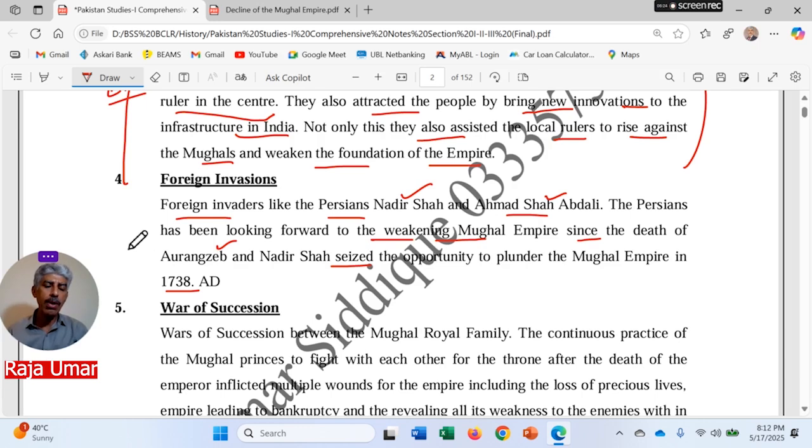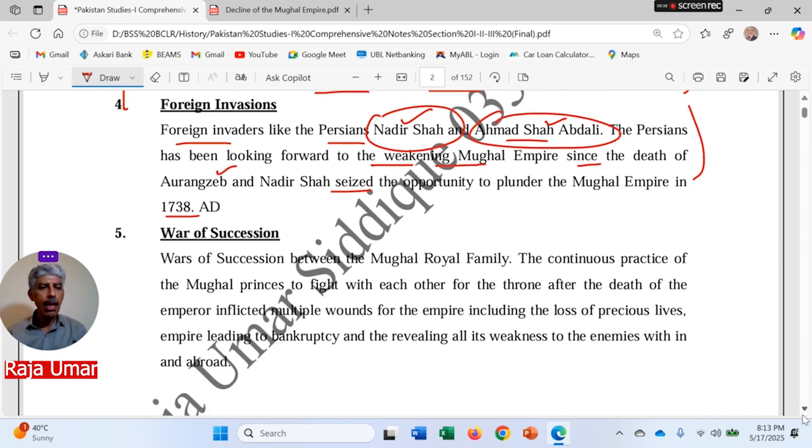I mean, foreign attacks were playing their role in the decline of the Mughal Empire, and two important personalities, Nadir Shah and Ahmad Shah Abdali, their attacks on the subcontinent were really a greater disaster for the Mughal Empire.